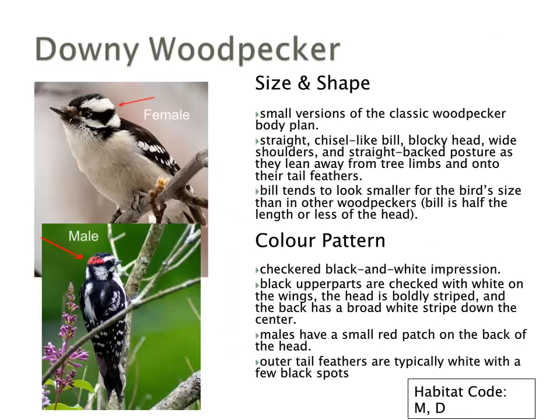The downy woodpecker is a very, very small woodpecker with a straight chisel-like bill and a very blocky head. They tend to look much smaller for the bird size than other woodpeckers. So again, we talked about that the bill is very small relative to its size. They have a checkered black and white pattern impression. The males have a small red patch in the back of the head. Notice how much smaller it is compared with the sapsucker. And the females don't have any. So again, those are some features that we use to identify these different species.